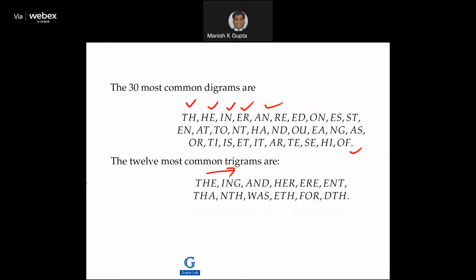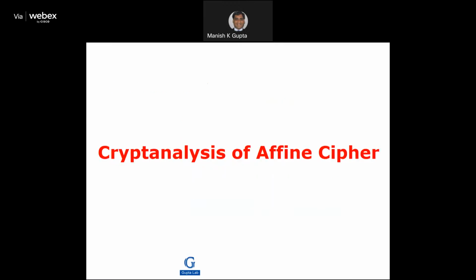I'm going to use the first table, the statistical table, to break the affine cipher. I'll show you how you can break the affine cipher. It's very simple. So, cryptanalysis of the affine cipher.